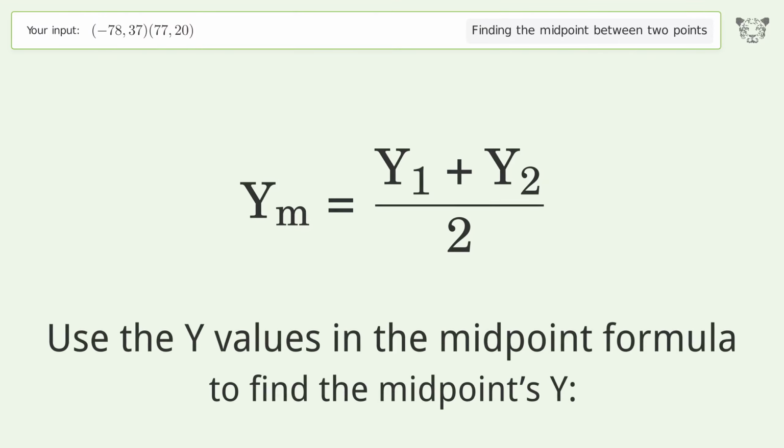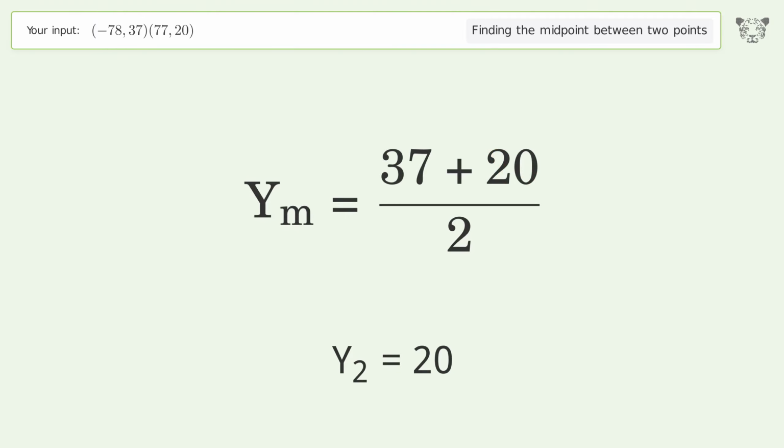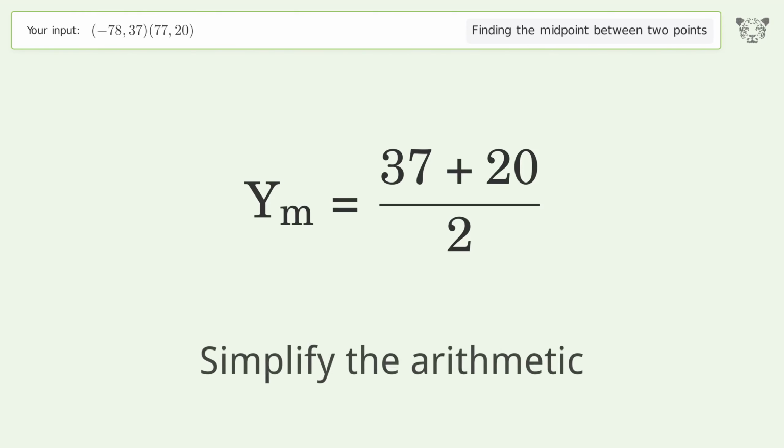Use the y values in the midpoint formula to find the midpoint's y. y1 equals 37. y2 equals 20. Simplify the arithmetic.